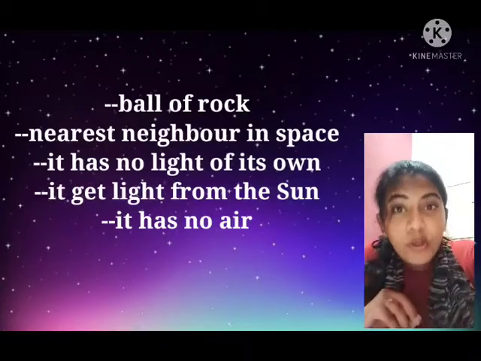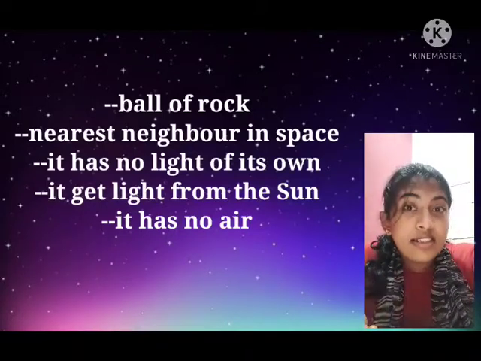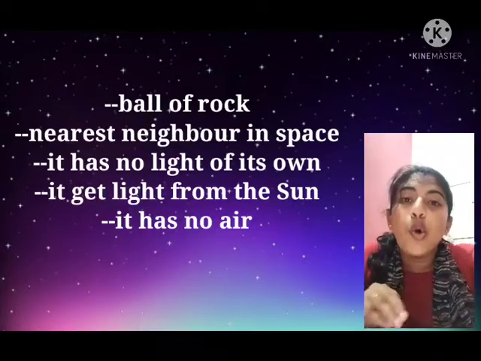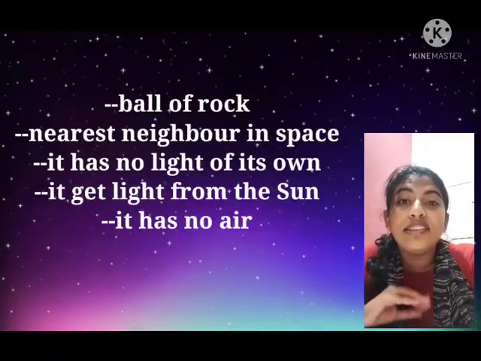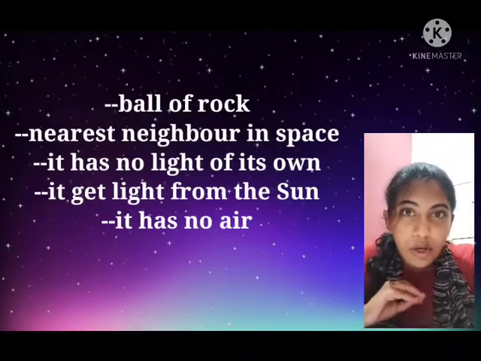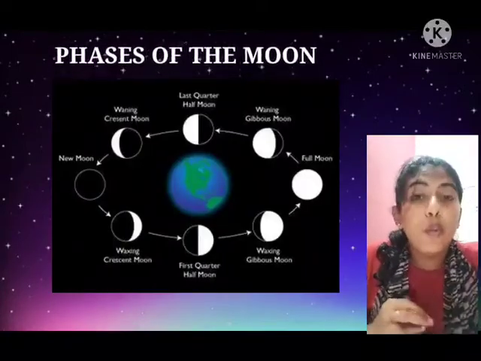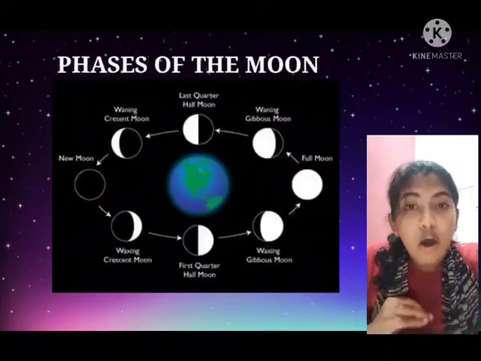It has no light of its own. It gets light from the sun. Also, there is no air on the moon. In our previous class we talked about the moon, and that the moon revolves around the earth. So today we are going to study the phases of the moon. Are you all ready? Okay, let's start.